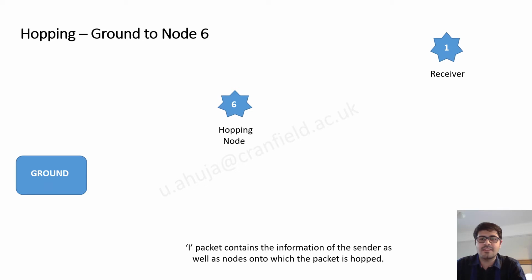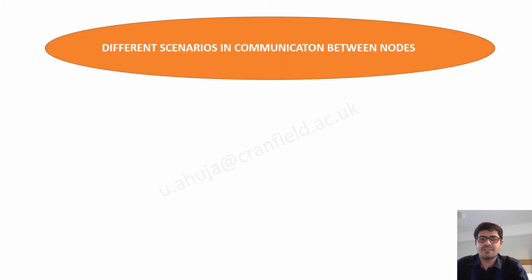It sends the data to 1 at the same time. 1 receives that data and then sends back an acknowledgement to 6, saying that the data packet had identification that it's coming from ground, and that it has sent an acknowledgement which has to go back to the ground. So now the hopping node has to tell the ground that the data has been received by 1, and it also has to tell 1 that it has received the acknowledgement packet. So it sends the acknowledgement ACK 6G to the ground. Okay.